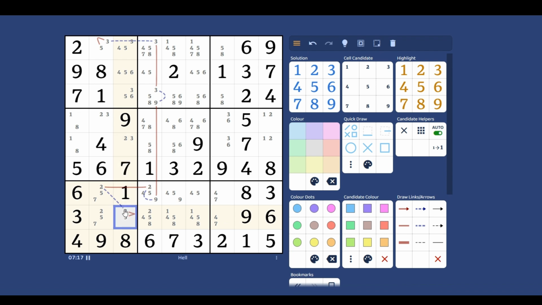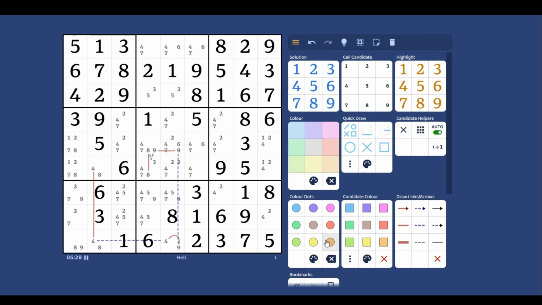And we could eliminate any digits that see both these ends. So that includes these 2 5s right here and these 3 5s right here. And one thing to notice about this chain is all of these value links are sandwiched between location links. And that's just a general thing to notice when it comes to looking at these AICs. You can't have adjacent value links. Anyway, that's type 1 AICs.